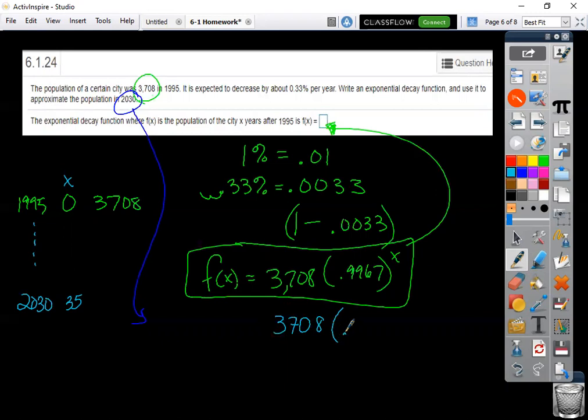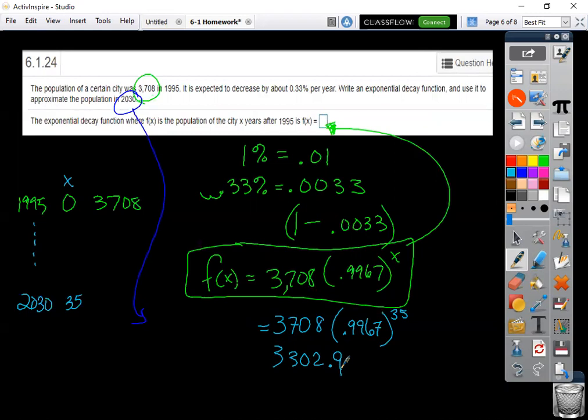3708 times my 0.9967 to the 35 years later after 1995. And when I crunch that out on my handy dandy calculator, again, sometimes I jump over to decimals and demonstrate it, but I think you guys can handle this if you have a calculator, or you can go to decimals, for example, and do it. And I'm coming up with 3302.9.